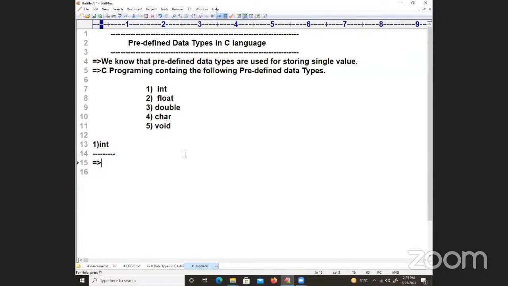Listen. So int is one of the keywords. First of all, it is one of the keywords. It is treated as a predefined data type. Very good. So we understand what that int is. It is a keyword used for what purpose? It is treated as what? It is one of the data types.